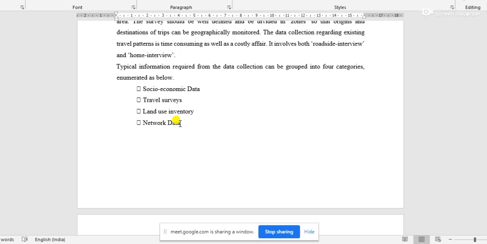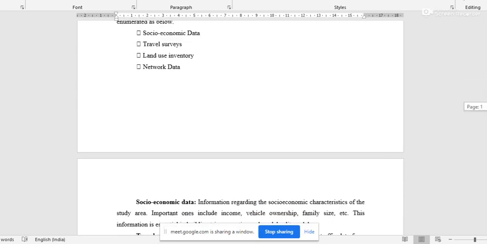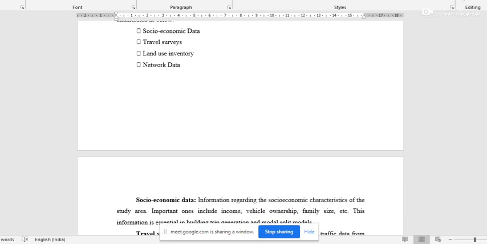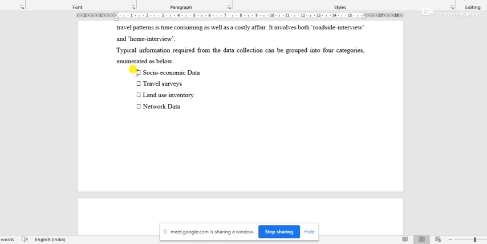Because after knowing these kinds of data, you will go for the planning of the transportation system, or the required transportation service planning you have to do for future use, or how much transportation service is required further. You have to conclude that after collecting all these data.